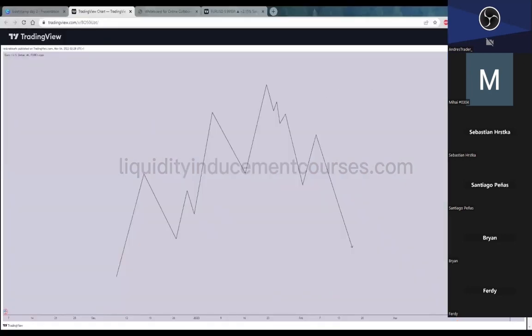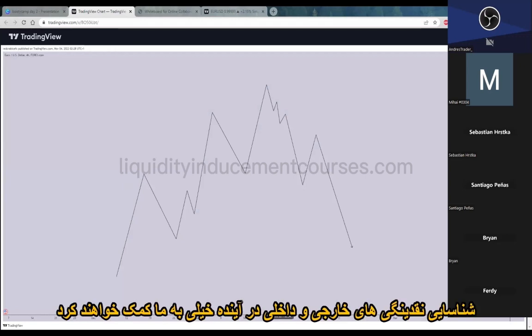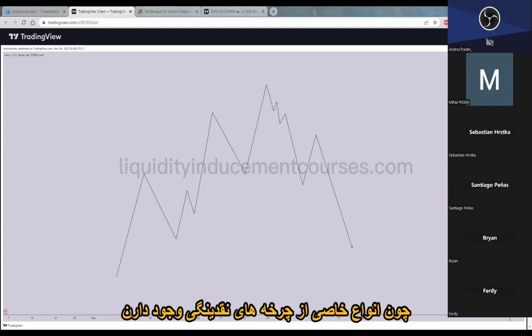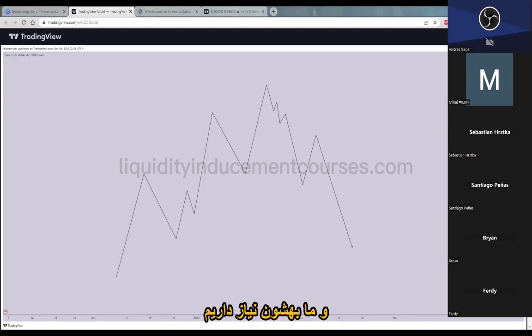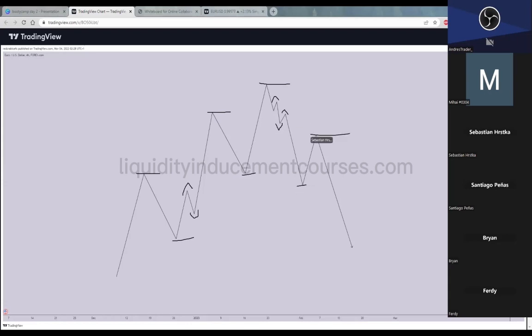Most of you are from SSC again, so this is nothing new for you. But identifying external and internal liquidity will be super helpful for us in the future, because there are certain types of liquidity cycles and we need those. So what's happening here? This is external structure. External structure is external liquidity. And this is internal. It's as simple as that. In a few minutes, you're going to know why it's important.